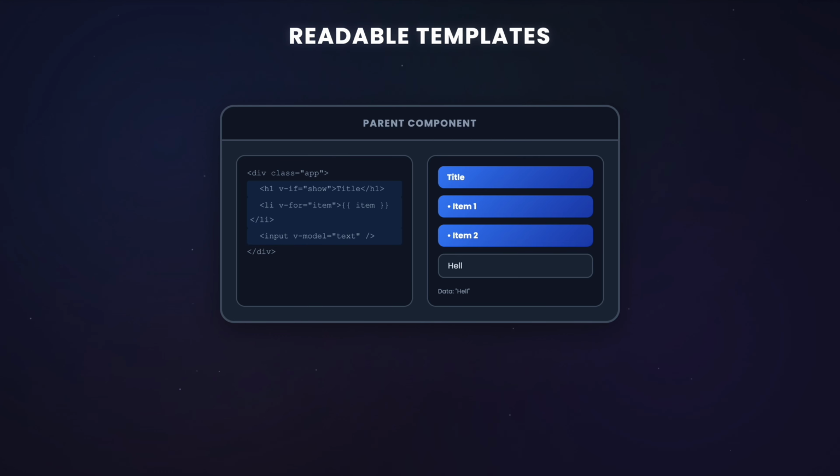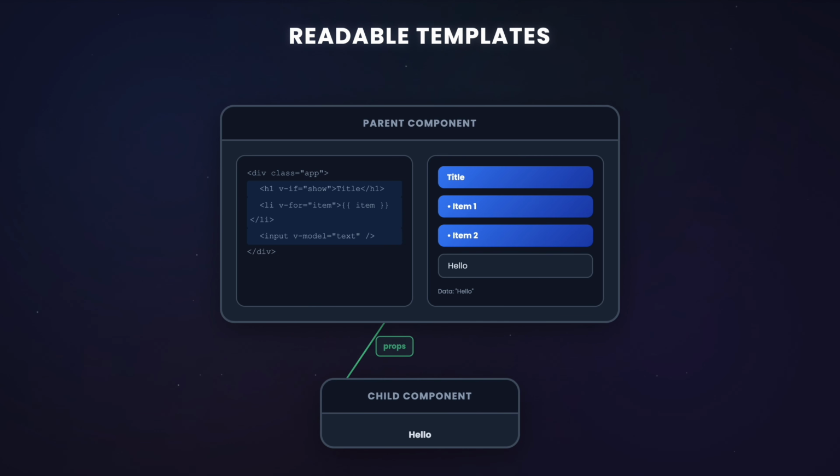The v-model directive creates two-way binding, meaning when a user types in an input field, your data updates automatically, and when your data changes, the input field updates automatically. These directives are intuitive. You can often guess what they do just by reading them. Vue also shines in how components communicate with each other. Data flows in one predictable direction, from parent components down to child components, through something called props.